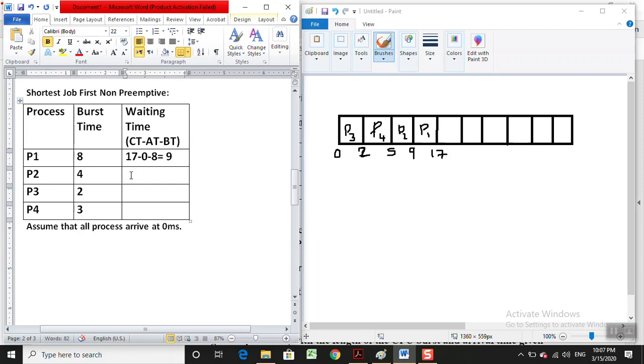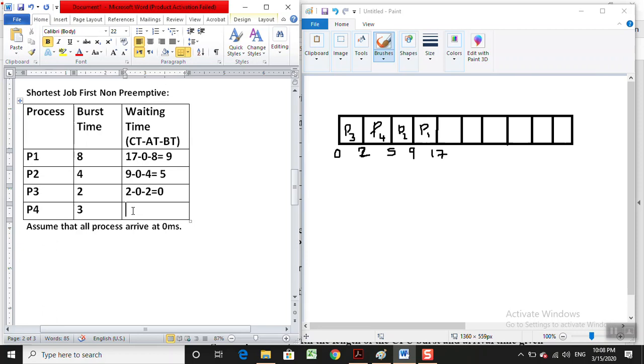Similarly for P2, when did P2 finish? At 9. So 9 minus 0 minus the burst time, which is 4, gives 5. P2 started its execution at 5 milliseconds, so P2 had to wait until 5 milliseconds. Finally P3: the completion time is 2, minus 0, minus 2, which is 0. That means there is no waiting time for P3. It arrived and completed its execution without any waiting.